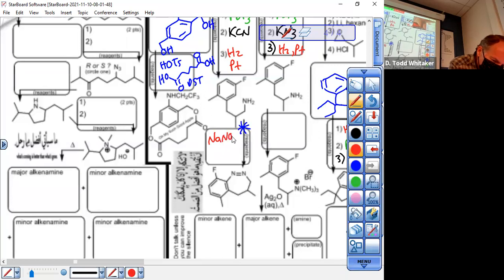NaNO2, HCl excess, aqueous, 0 degrees Celsius. And I bet if you just warm it up to room temperature, I know there's OH present, but I think the diazonium getting attacked by the benzene would happen first. So the benzene is going to attack. There you go. Once again, you don't need it.